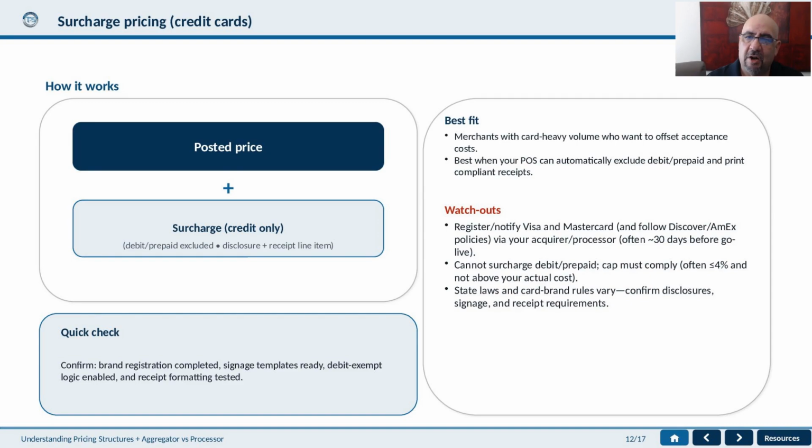It's best when a POS can automatically exclude debit and prepaid cards and print compliant receipts. Again, the receipts have to be compliant. Watch out: register and notify Visa and MasterCard.